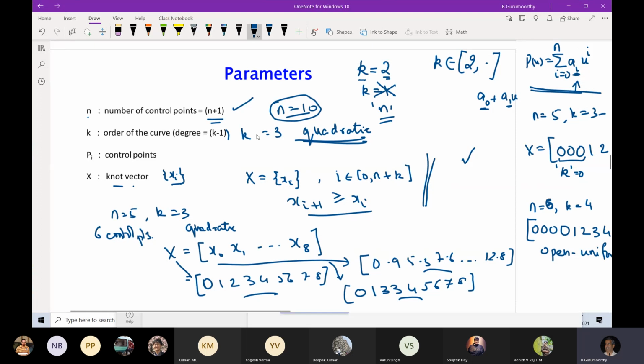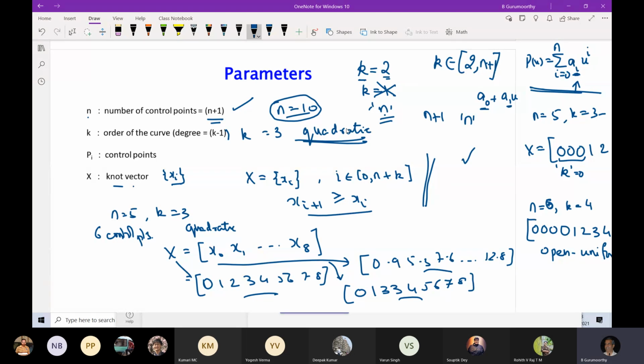So the degree is related in some sense to the number of coefficients that you are prescribing. So if the number of coefficients that I'm prescribing is n, what is the maximum degree that you can have? If I have prescribed n plus 1 points, the largest degree can only be n, and therefore the order can only be n plus 1. That's one way to look at it.